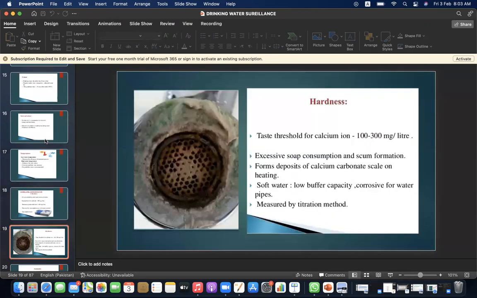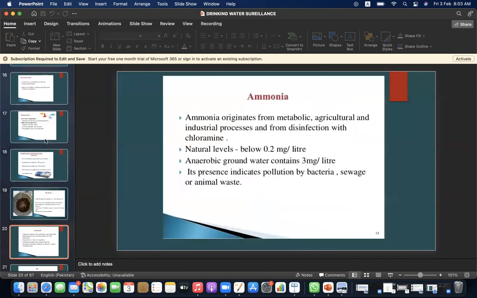Hardness. Taste threshold for calcium ion is 100 to 300 milligram per liter. Hardness causes excessive soap consumption and scum formation, and forms deposits of calcium carbonate scale on heating. Soft water has low buffer capacity and is corrosive for water pipes. Measured by titration method.